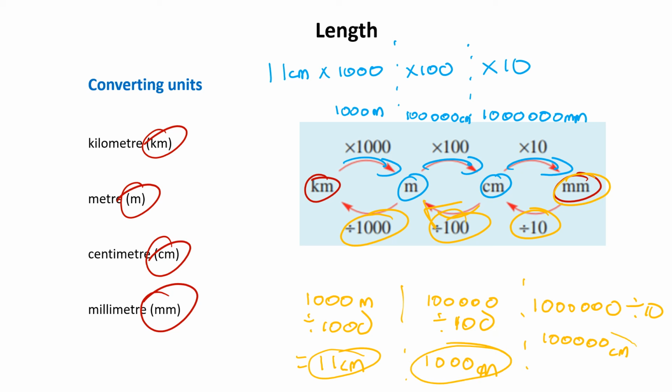Okay, so you can see that each step, if I'm going one way, I'll do one thing, and going the other way, I'll do the opposite. So let's go through some examples.